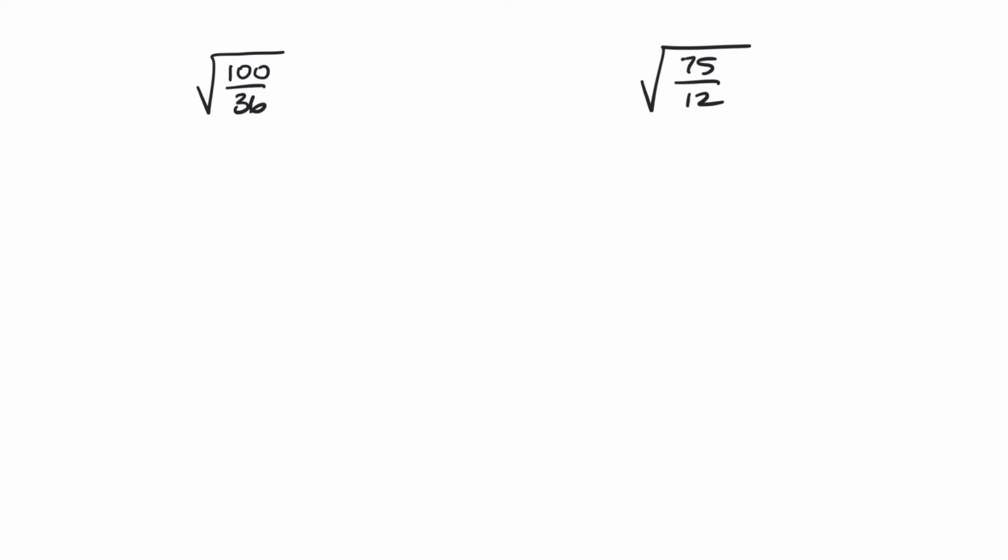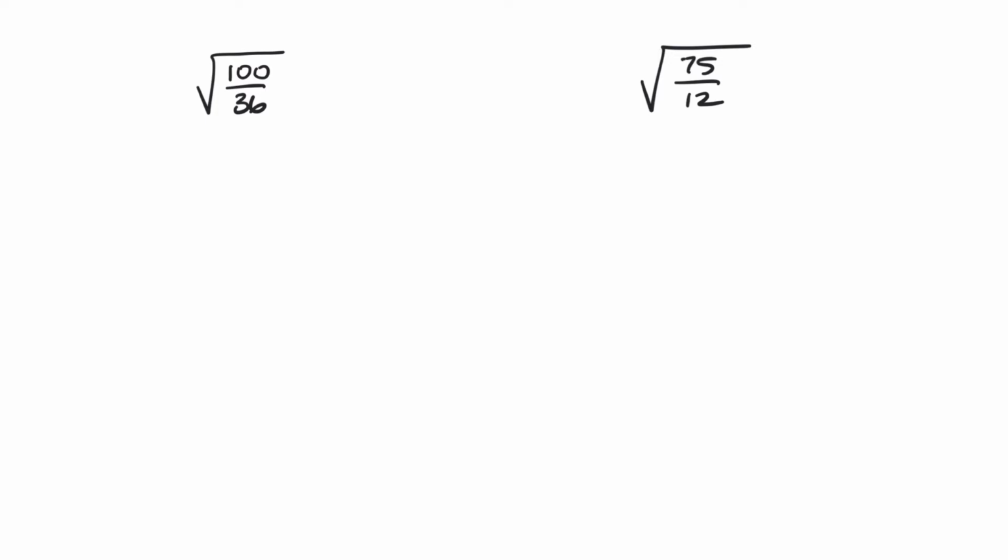Here's two examples. We've got the square root of 100 over 36 and the square root of 75 over 12. Now in this one, you'll probably notice really quickly that these are both perfect squares, 100 and 36. So this one will be pretty simple and straightforward. This one we're going to have to do a little bit of work over here because we've got 75 and 12. Neither of those are perfect squares. So we'll spend some time on that one.